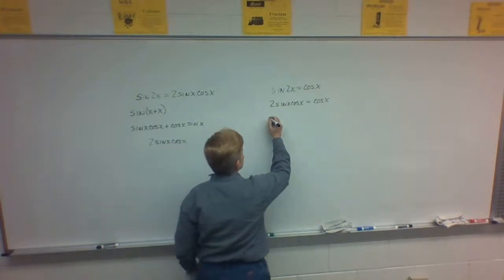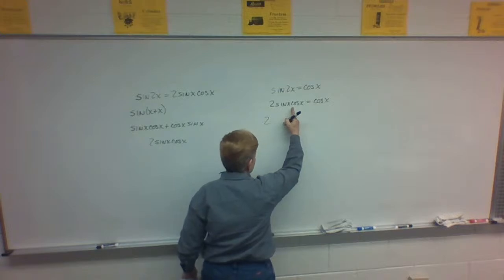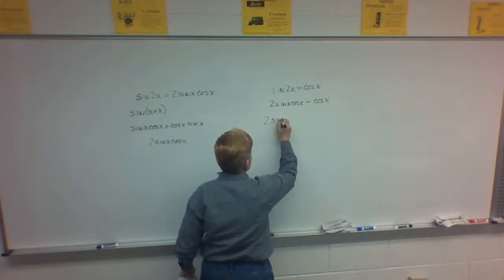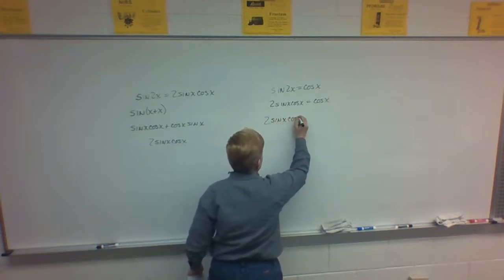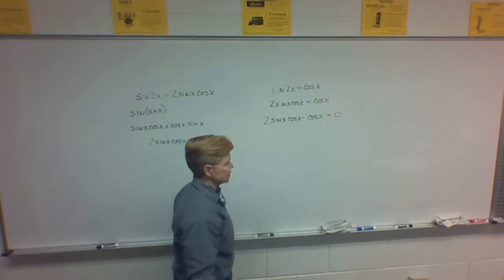We want to get everything on one side. You never want to cancel a cosine out of both sides. I know that's very tempting, but if you do, you'll be canceling solutions. So don't do that when you're solving. Leave everything there. Don't cancel anything out. Bring the cosine x over by subtraction. That way we haven't lost anything.